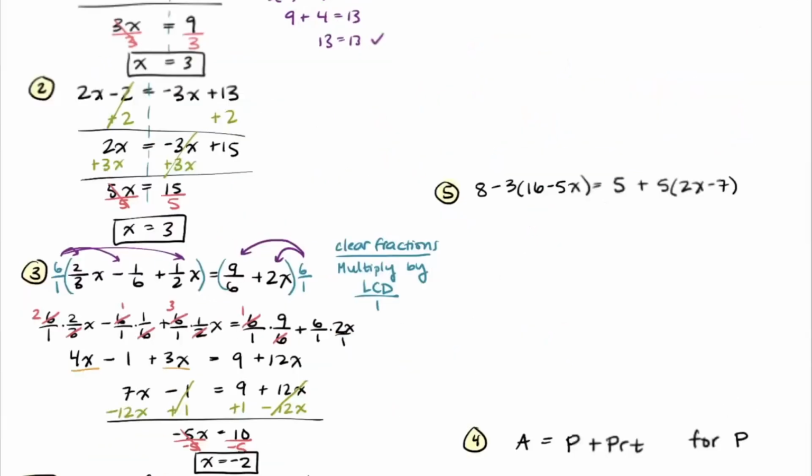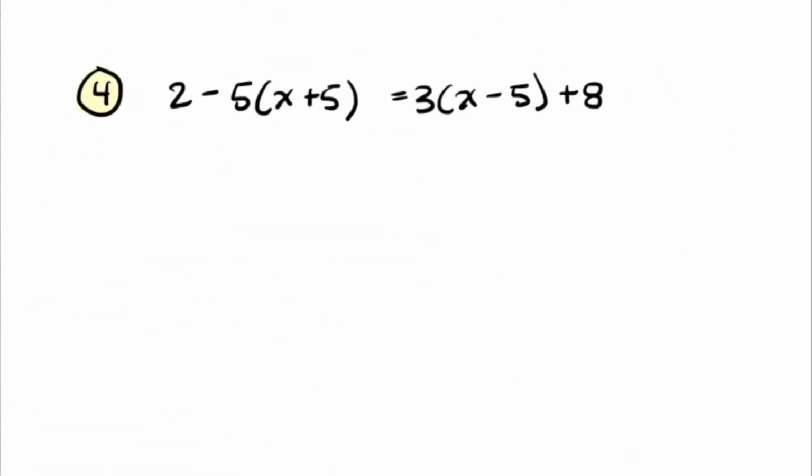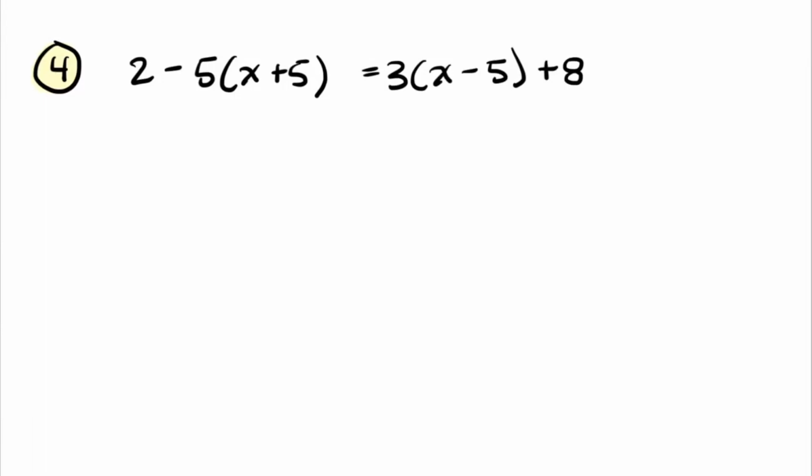All right, moving on, where's number 4? Over here. Another linear equation. We've got 2 minus 5 times x plus 5 equals 3 times x minus 5 plus 8. Now these x's here and here are bundled up in the parentheses.